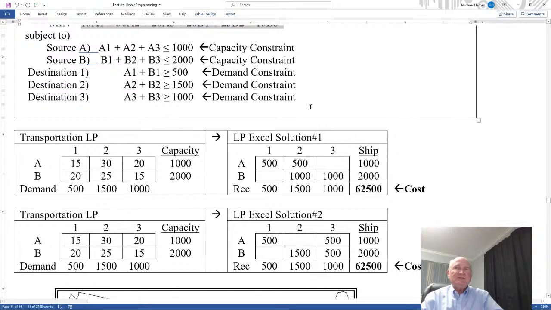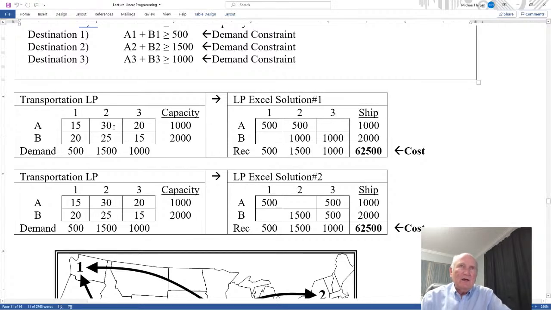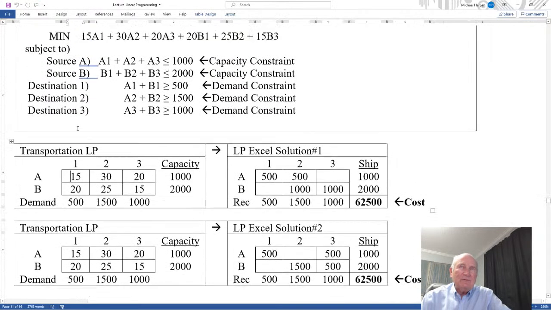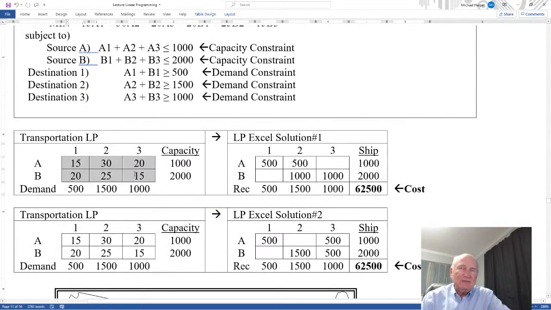Okay, but let me show you the solution. I'll solve it next week. I'm not going to solve it now; I'll just show the answer. Here's the setup. I'm taking this table down here and putting it here. There are the unit costs, over here's my capacity, and here's my demand.